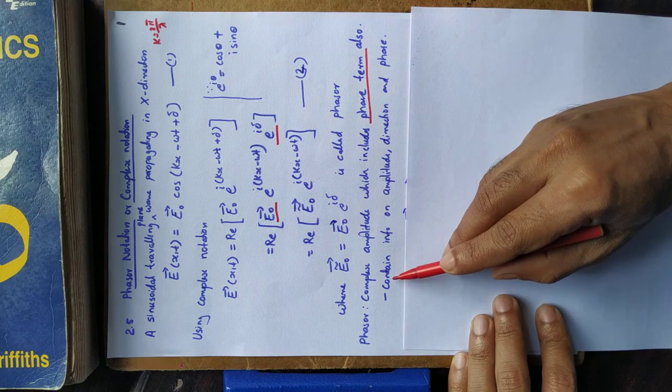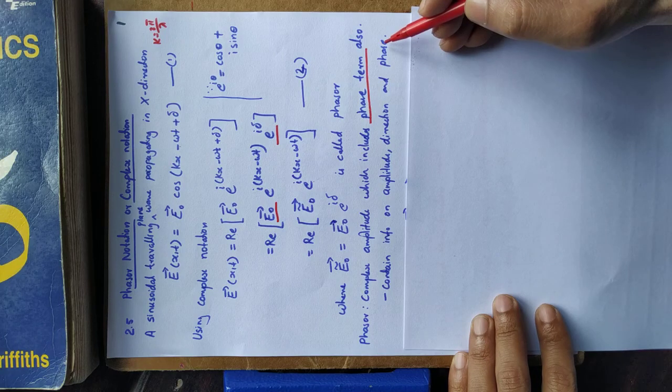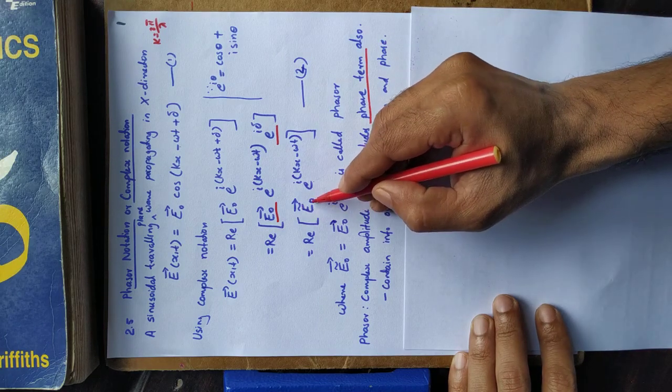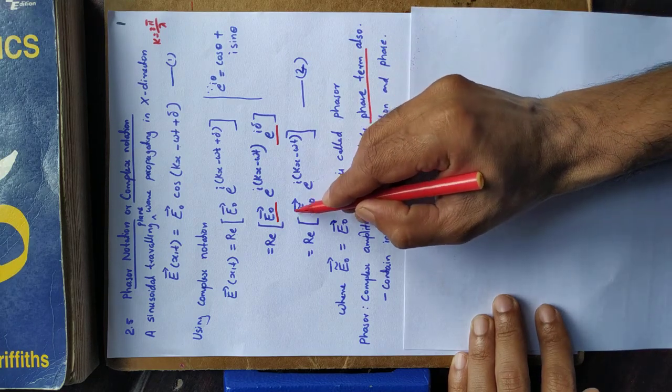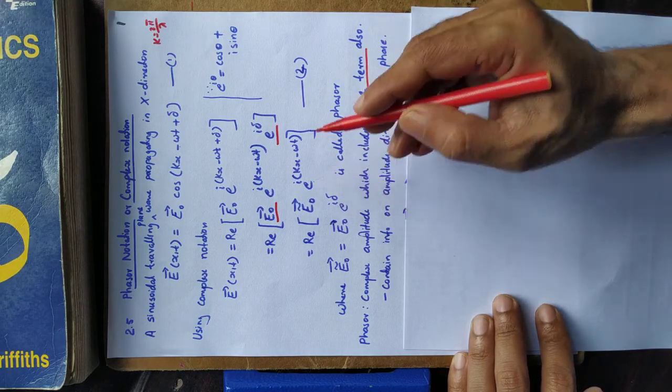So the phasor contains information on amplitude, direction and phase. Amplitude means the constant amplitude E0. Direction means the vector direction is there. Then the phase, e raised to i delta.